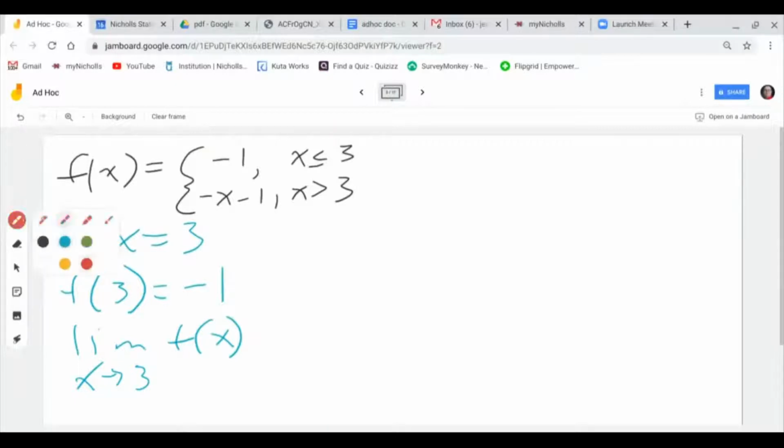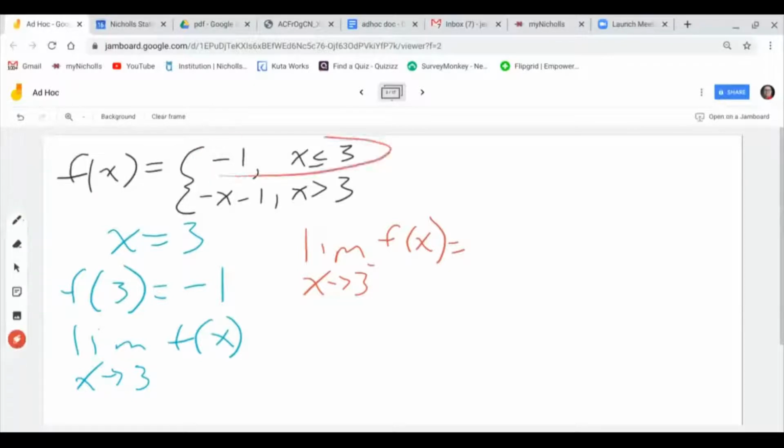So let's do the limit as x approaches 3 from the left of f of x, and let's see what that is. Well, when we're from the left of 3, we're talking about values that are less than 3, so we're talking about this definition of the function there. So this is going to be the limit as x approaches 3 from the left of -1. That is the definition of that function there. And so that is just going to equal, well, it's a constant, -1, so it's going to be -1.